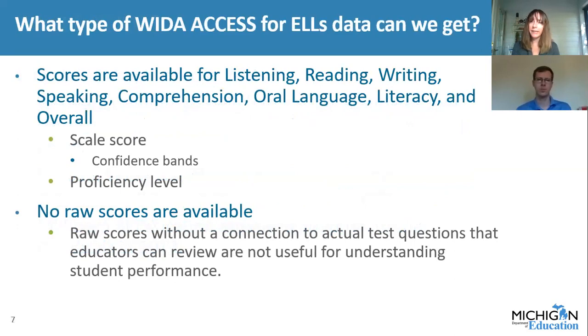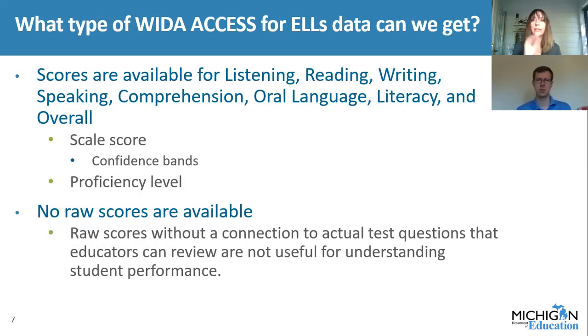So what type of data will you actually get when you start thinking about looking at your WIDA Access for ELL scores? As I already mentioned, students will be assessed in listening, reading, writing, and speaking. Those are the content areas of the actual assessment. So you will get scores for those 4 areas. You get an additional 4 things as a part of that. You will get a comprehension score, an oral language score, a literacy score, and an overall proficiency level and score.